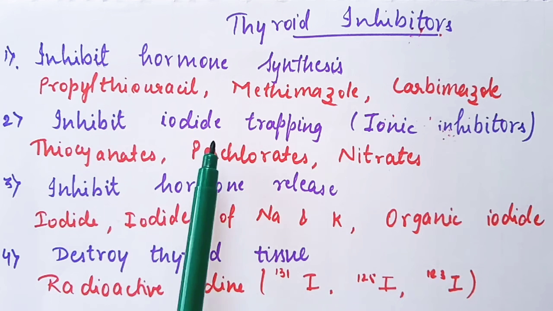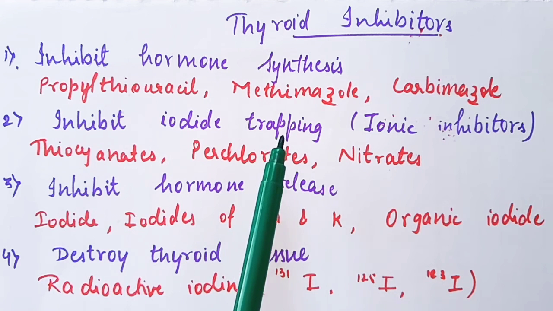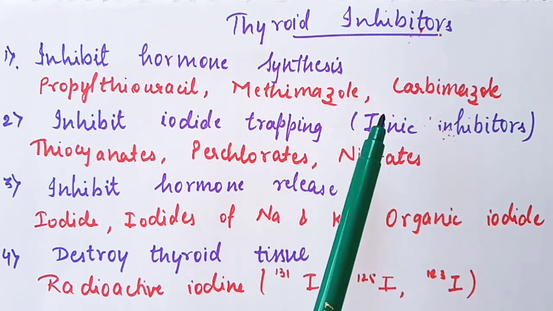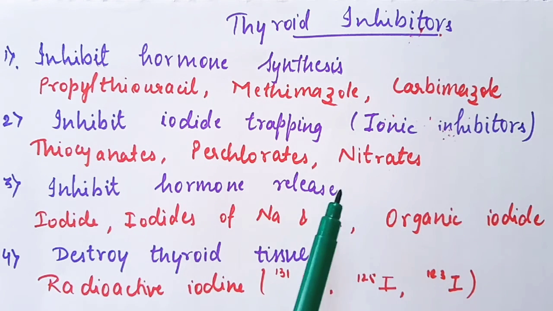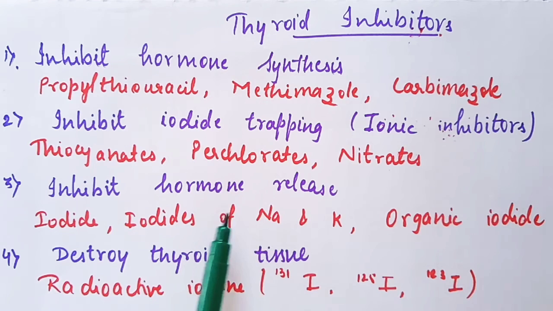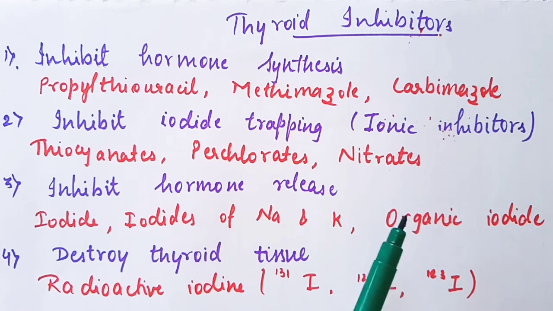Next is inhibit iodine trapping. So the iodine trapping process is in itself inhibited. These are ionic inhibitors: thiocyanates, perchlorates and nitrates. They also inhibit the hormone release: iodides of sodium and potassium and organic iodide. Either they also destroy the thyroid tissue itself, so that no synthesis takes place, no release takes place. This is possible by radioactive iodine, that is I-131, I-125 and I-123.